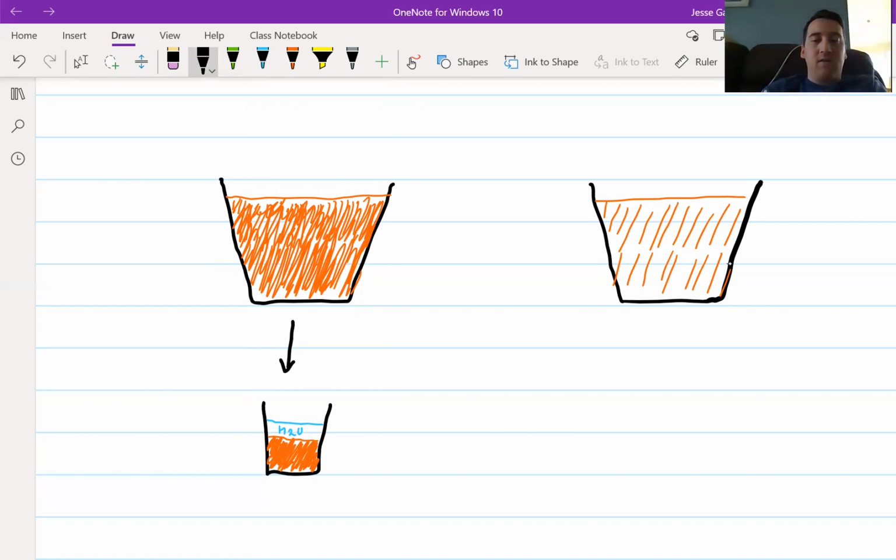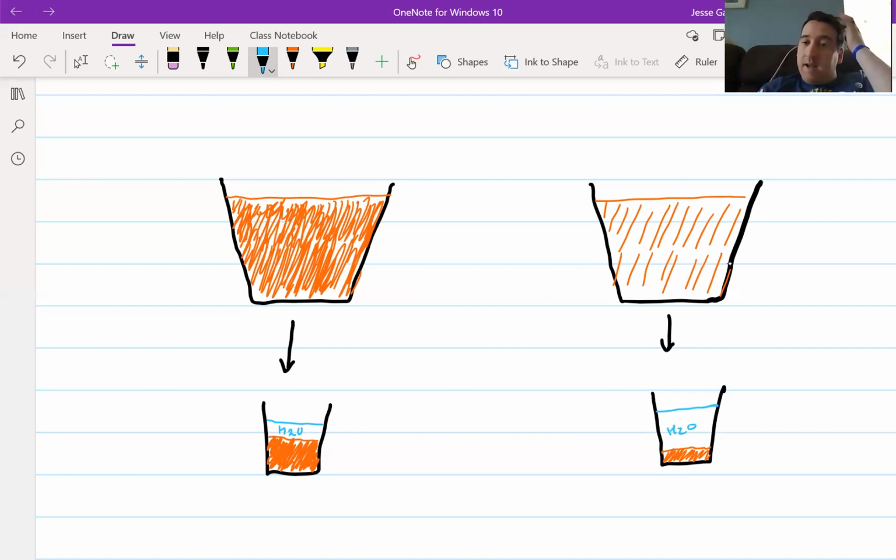In the second case, how you made it is you took a glass and you took a very small amount of the concentrate compared to the amount of water you added. So here's your H2O. And that's how you would get the two different results.